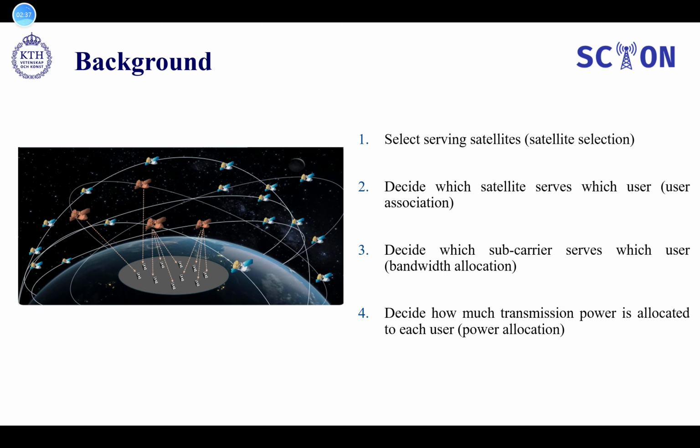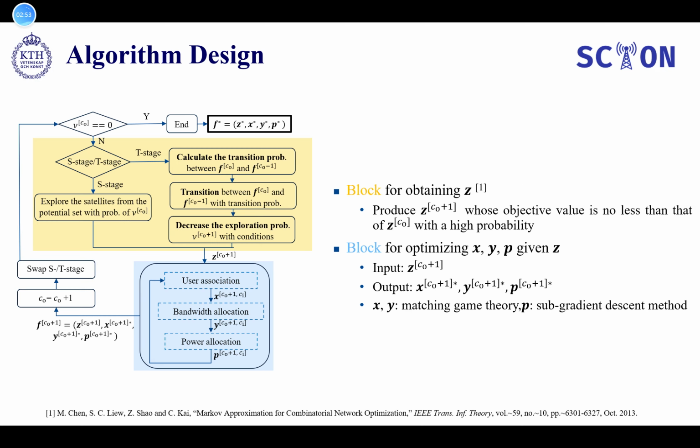And the third step is that we will do bandwidth allocation to decide which subcarrier serves which user. And the final step is we will do power allocation to decide how much transmission power is allocated to each user. And in my problem, the objective is the sum rate of the network.